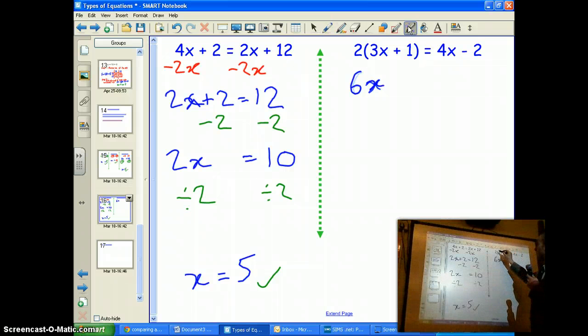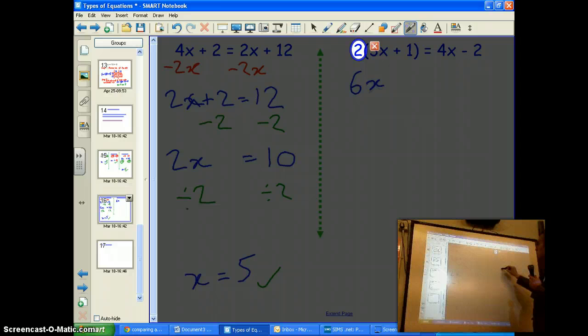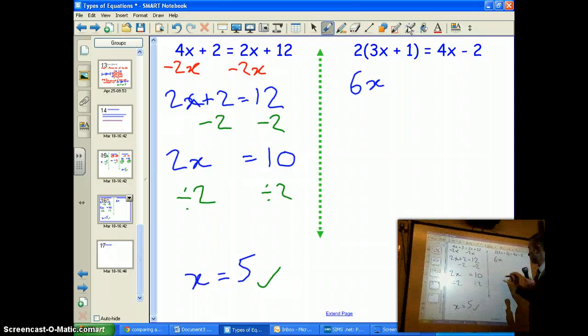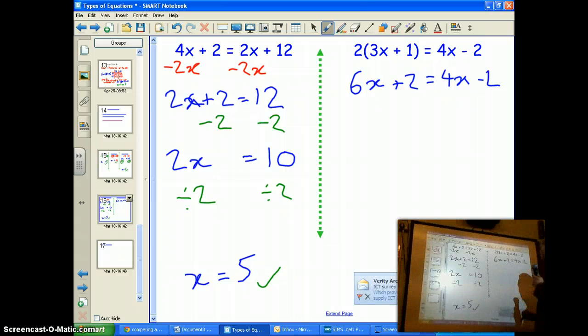Okay? And then we've also got to do the 2 multiplied by the 1. So the 2 times 1, which you should all know, is 2. So we end up with 6x plus 2 on the left-hand side. So you'll see everything in the brackets has been multiplied by 2. The right-hand side stays the same, so 4x minus 2. Okay? Now, my next step's a bit trickier.